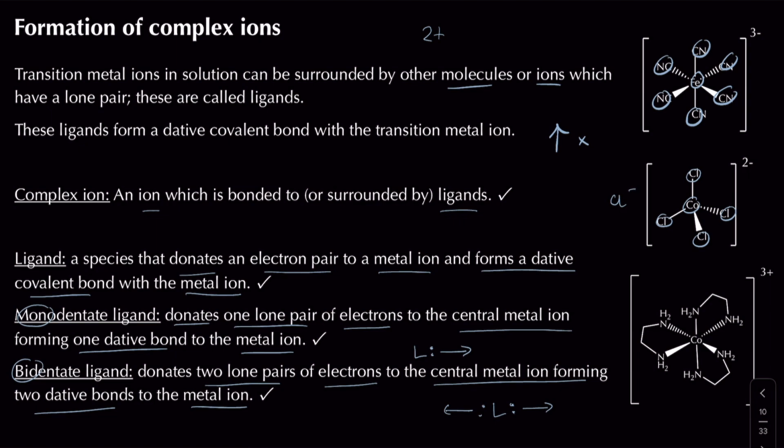Look at the next one, you've got a more complicated kind of complex over here. Again, you've got cobalt over here, but this time you've got a bidentate ligand here, bidentate ligand there, and a bidentate ligand there. You can see that one species is donating 2 pairs of electrons, 2 lone pairs of electrons to that metal ion itself as well.